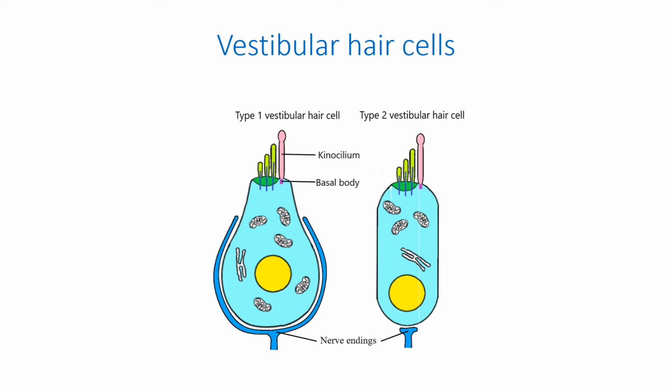Two types of vestibular hair cells are distinguished. The type 1 vestibular hair cells are similar to the inner hair cells of the spiral organ. The type 2 vestibular hair cells are similar to the outer hair cells. Round bases of type 1 vestibular hair cells are surrounded by calyx-shaped sensory nerve endings. Those of type 2 vestibular hair cells are bud-shaped.